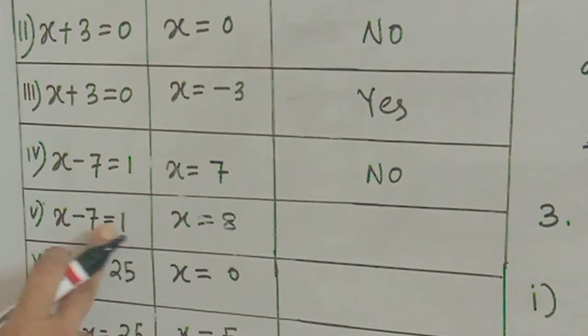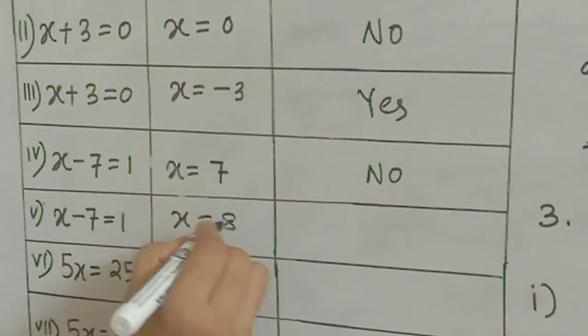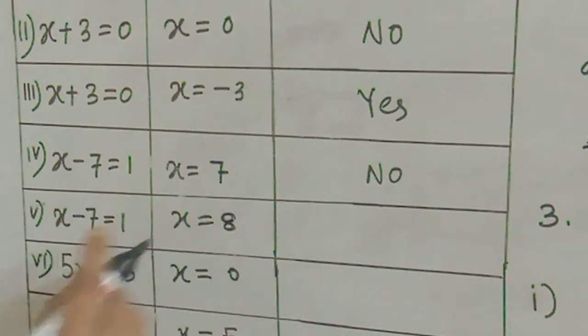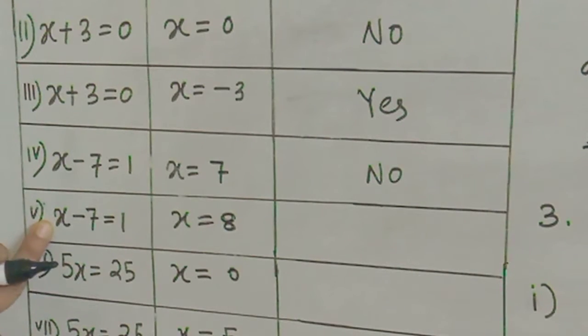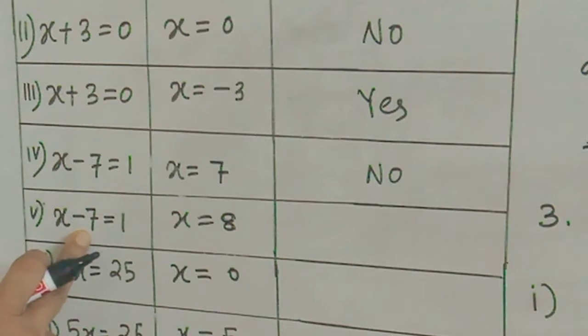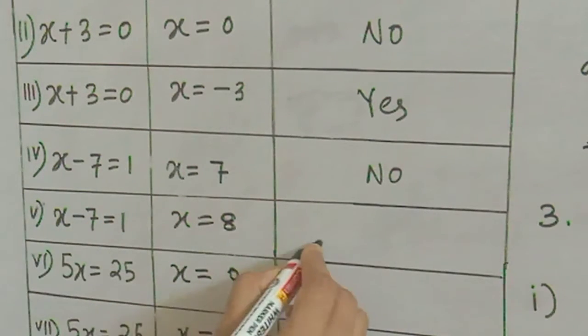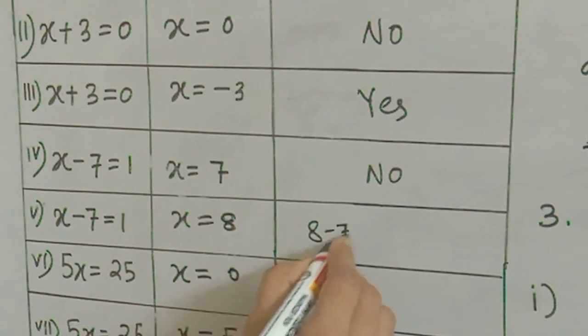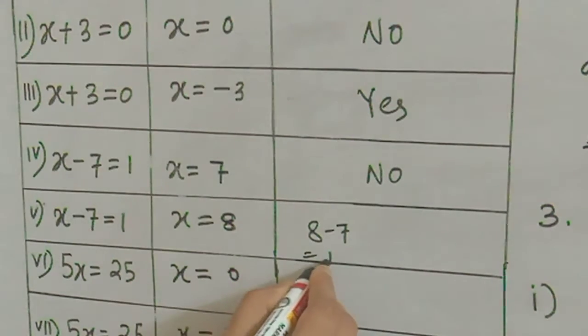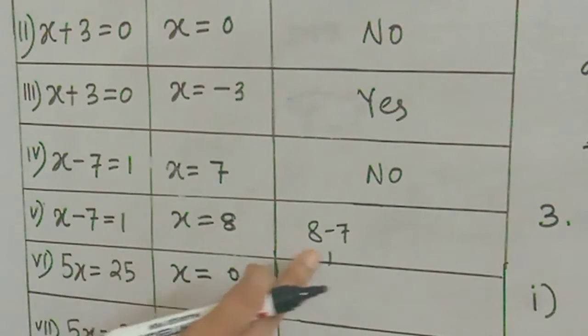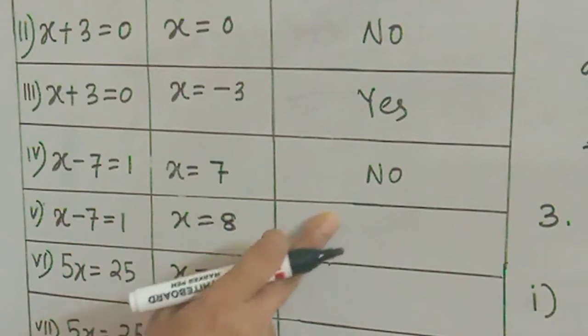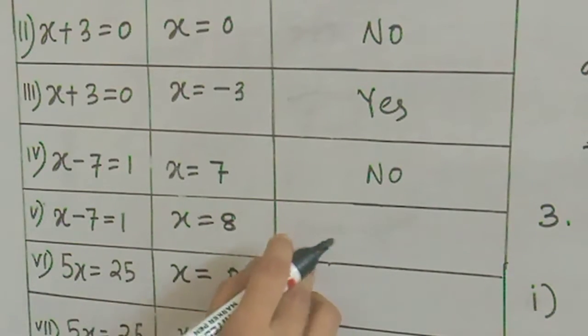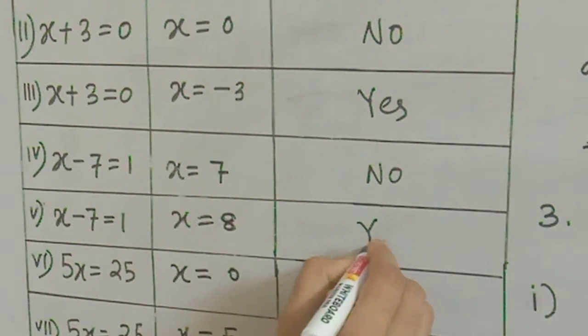x minus 7 is equal to 8. If I put 8 instead of x, then 8 minus 7, in the left hand side, yes it is 1. So it is equal to the right hand side value. So this is the correct option. x is equal to 8 is the correct option. So you have to write yes.